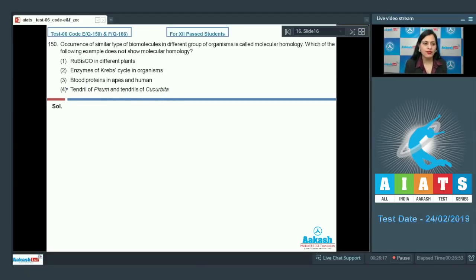And the correct answer to this question is option number 4, tendril of Pisum and tendrils of Cucurbita, as they represent analogy. Structures which have different origin but perform similar function are known as analogous structures, and they represent analogy. Let's discuss the rest of the options. The very first option given is Rubisco in different plants, and this is an incorrect option.